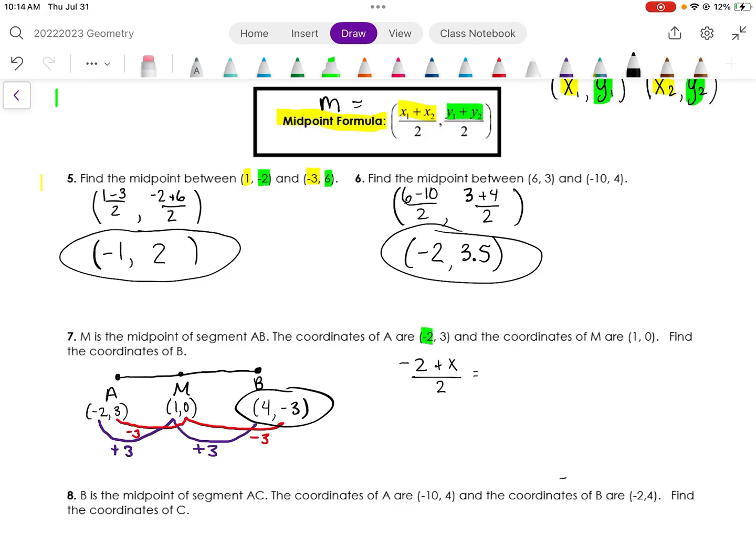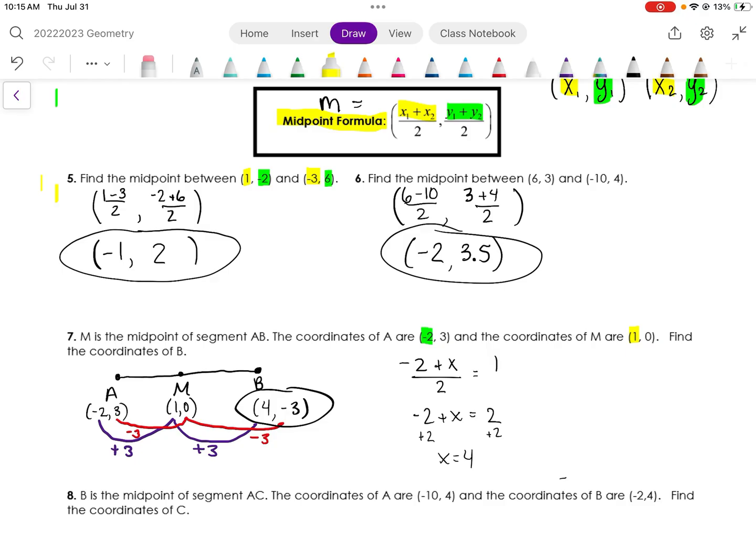Equals the x of the midpoint. So we actually were given the midpoint, and it was 1. So let's see if we get the same answer. Let's see if we get an x value of 4. What I would do to cancel out that 2 on the bottom is just multiply both sides by 2. I have negative 2 plus x equals 2. And then you just solve for x. And we do get 4, so our x value is 4.